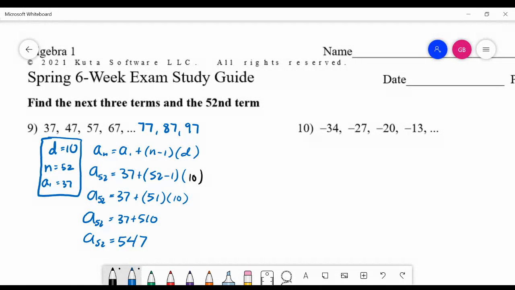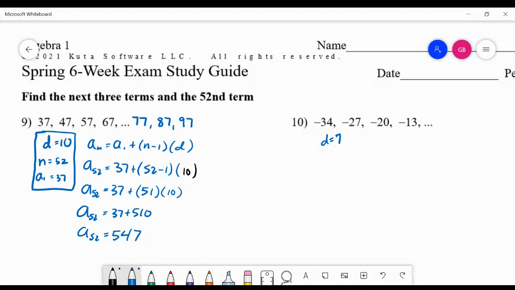For number 10, negative 34, negative 27, negative 20, negative 13. I could see here that we're adding 7 each time. So the common difference is 7. So the next three terms would be negative 6. And negative 6 plus 7 would be 1. And then plus 7 would be 8. So those are the next three terms.